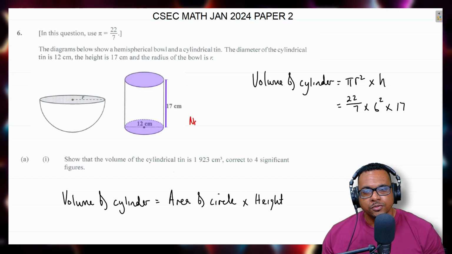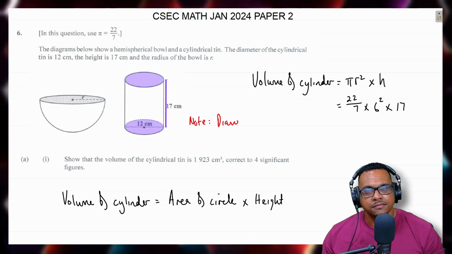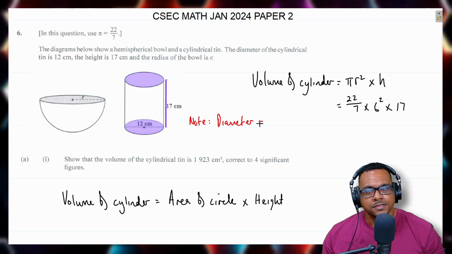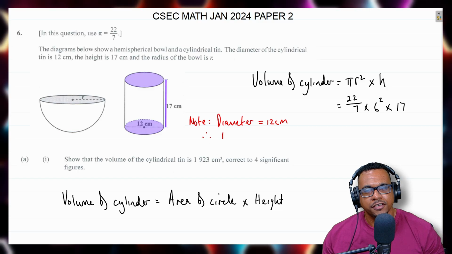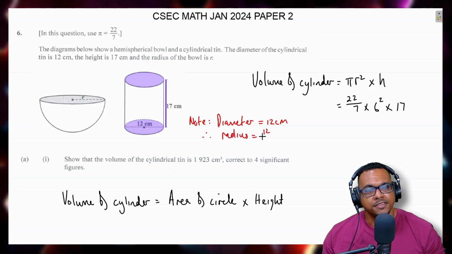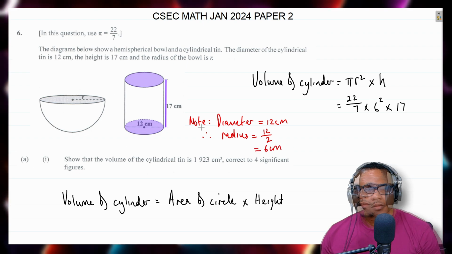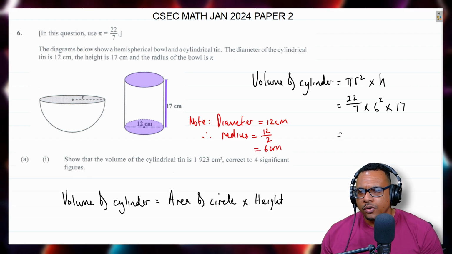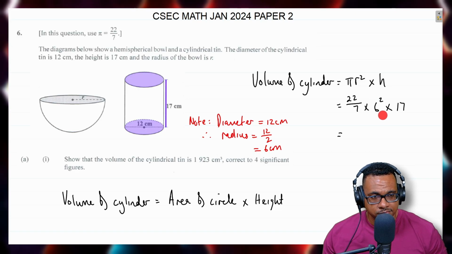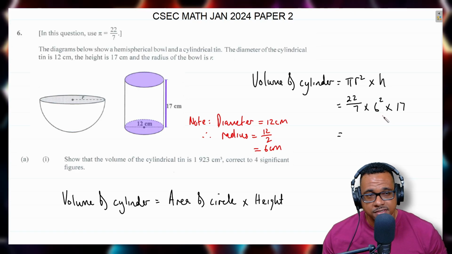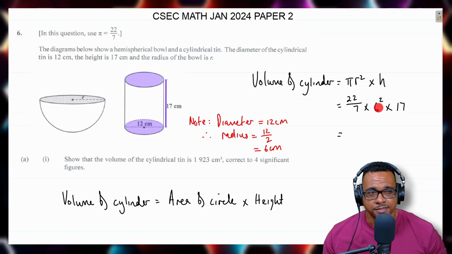So I'm just going to put notes. The diameter was equal to 12 centimeters. Therefore, the radius was equal to 12 divided by 2, which is 6 centimeters. So now we can work all this out on the calculator, all right? Because this is a paper 2 question, so everything could be done on the calculator.